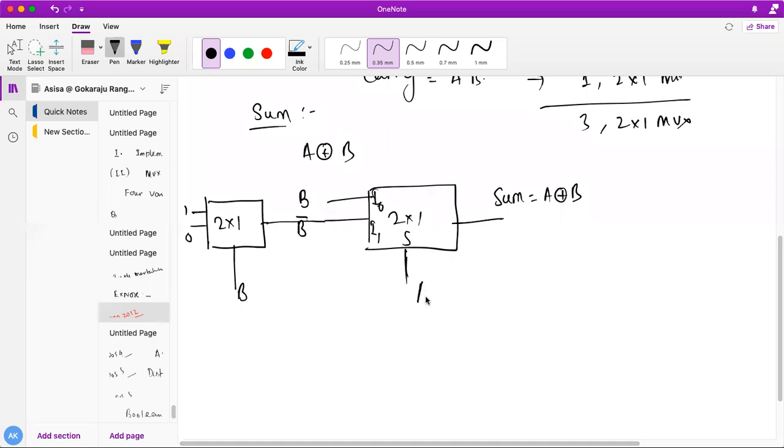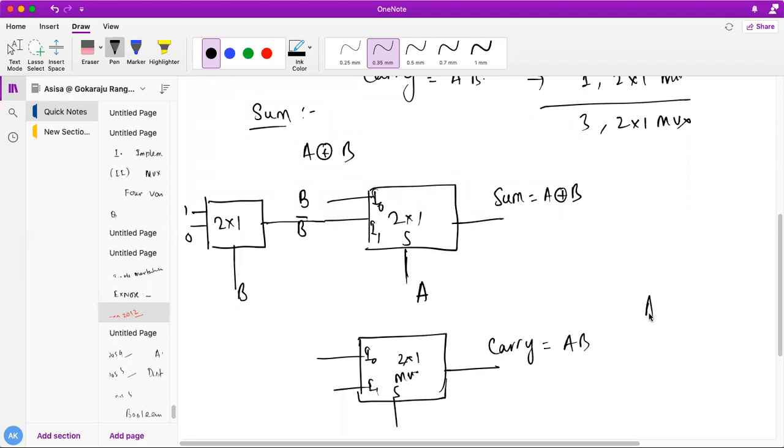And this is my select line, I have connected it to A. So this gives me sum. And finally for carry, I need another one which actually gives me A and B. A and B is nothing else, what you have to do? This is my I0, I1, this is my S, and here I am expecting carry, which is nothing else but AB. As we know, AB is carry, which means what actually AB.